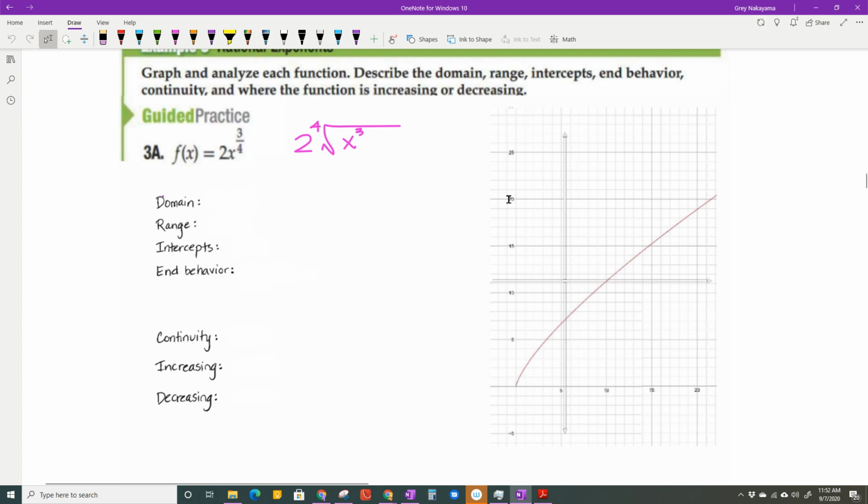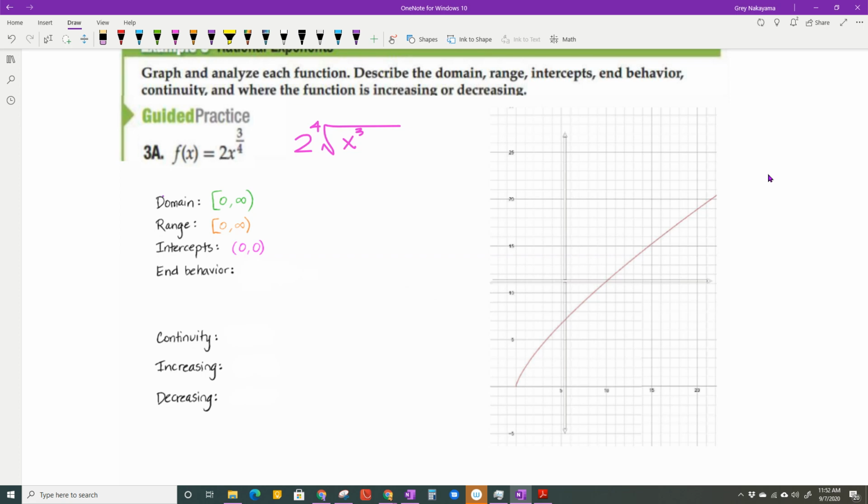Here's my y-axis right here, and that point is 0, 0 because I cannot take the fourth root of any negative number. So it's starting here and going on forever and ever in that direction. So my domain: can I take the fourth root of 0? I can, so it's 0 to infinity. My range, in a bracket because it includes that, is the same. My intercept is that starting point of 0, 0.